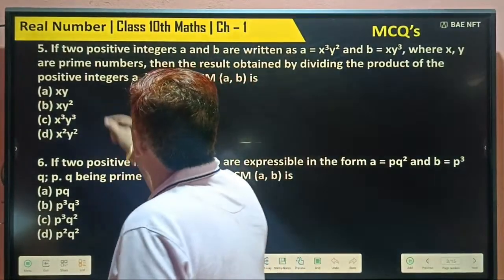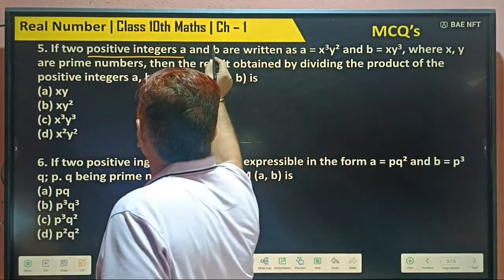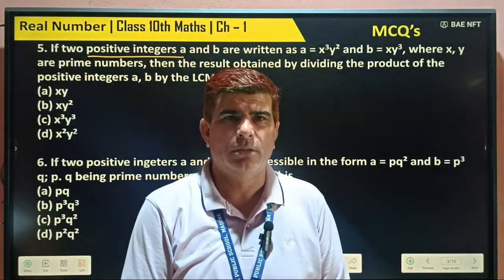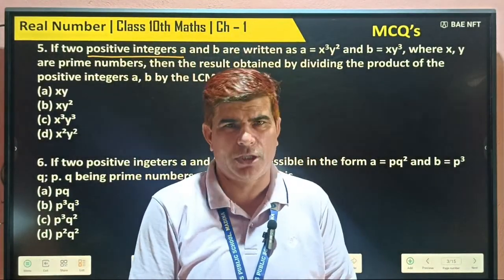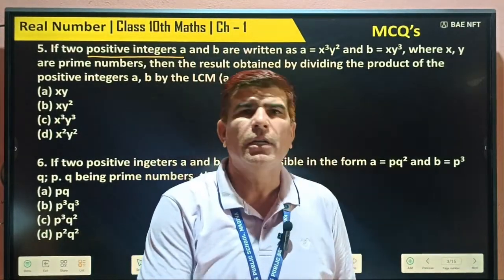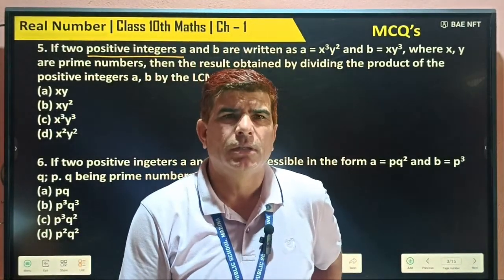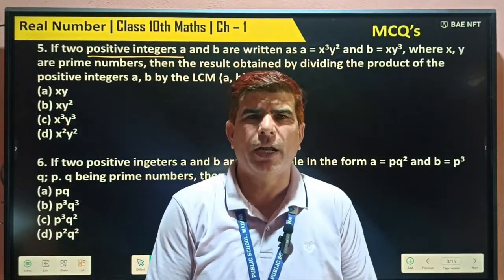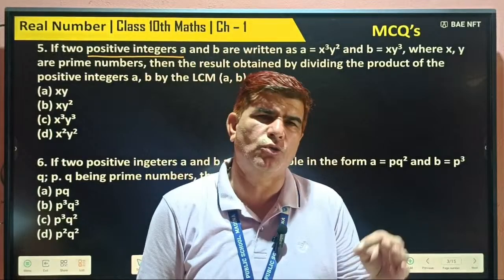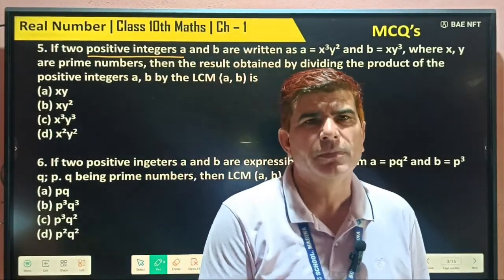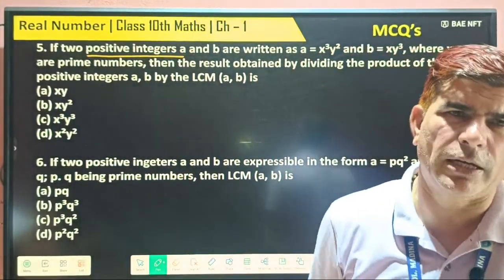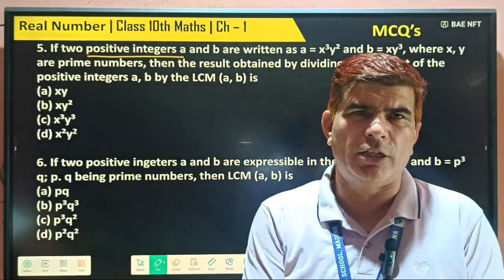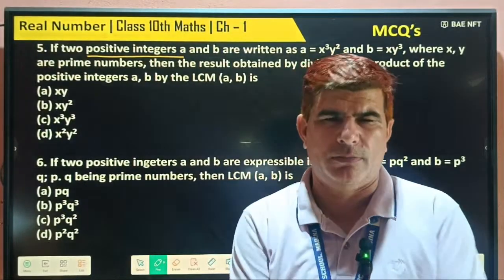If two positive integers... What are positive integers? What are integers? Those which are complete numbers. How many types of integers? 3 types: positive integers, negative integers, and the one which is neither negative nor positive, for example 0. Negative integers are -1, -2, -3, -4, -5, -6. Positive integers are 1, 2, 3. Positive integers are the same as natural numbers.